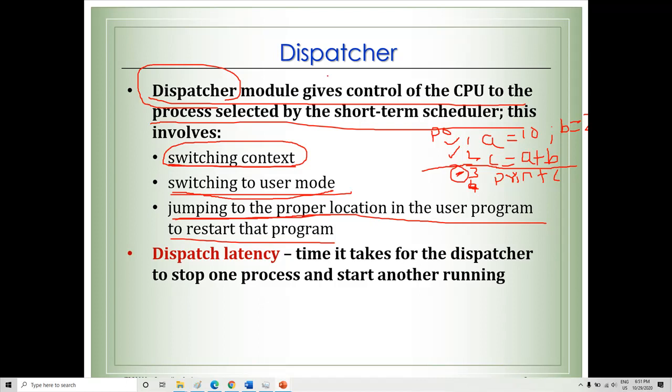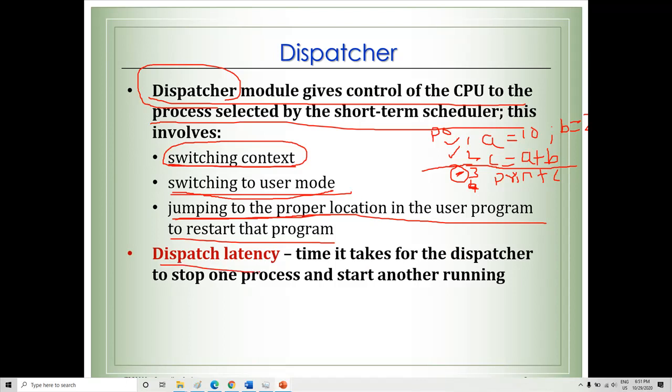So the dispatcher program would remember this. It would understand, from the process control block, the current location from where the instruction has to start again, and it would act appropriately. The dispatcher program would jump to the proper location in the user program and restart the program. Otherwise, every time it would start from the beginning.